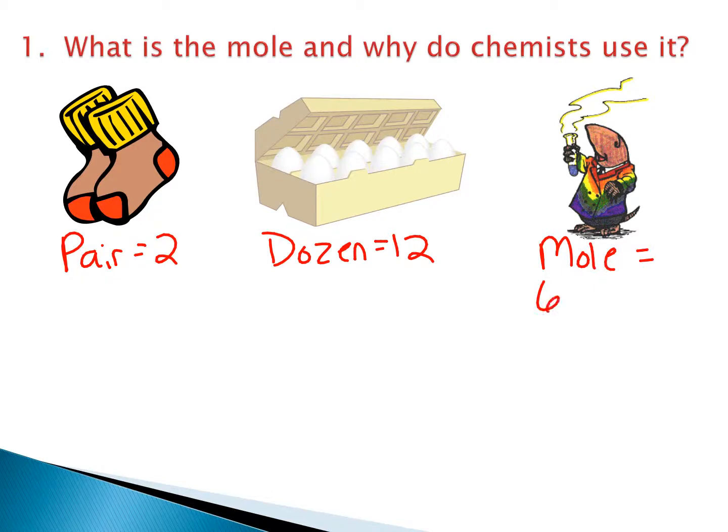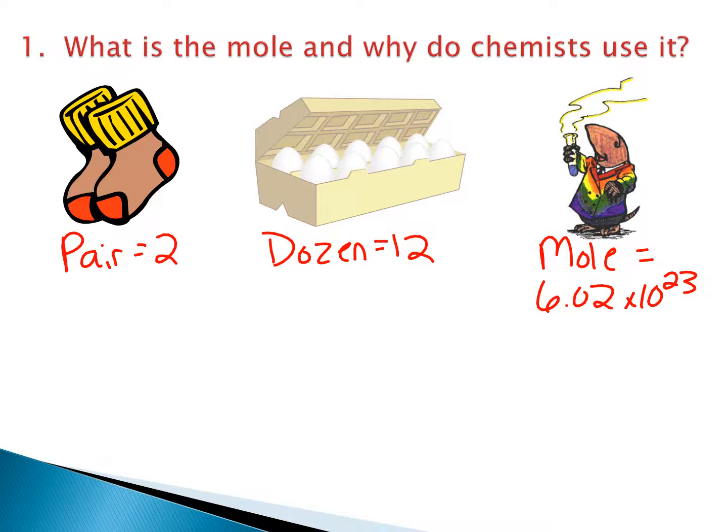And a mole is 6.02 times 10 to the 23rd things. Okay, so if I have a mole of atoms, that means I have 6.02 times 10 to the 23rd. If I have a mole of pennies, I have 6.02 times 10 to the 23rd pennies, and I am very rich but also crushed by copper. And if I have a mole of elephants, I have 6.02 times 10 to the 23rd elephants.